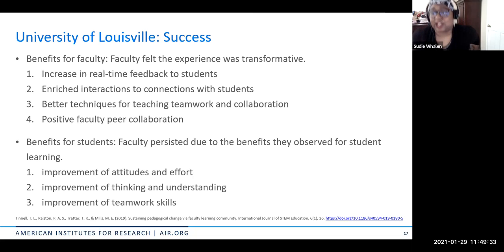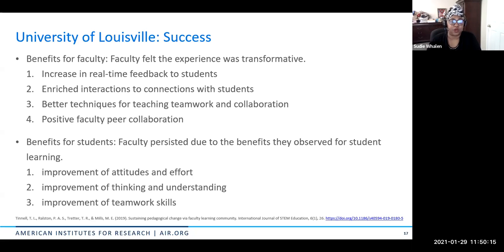It's really easy in a college campus and on colleges for us to grade papers and send the papers in and just give it to them and then hope for the best. But they were doing real class time feedback right then and there, which was different for them. And they really actually saw a lot of positive outcomes from doing that. It enriched their interaction and their connection with their students because, like I said, all of them decided to extend the collaboration to their classrooms too. And so by helping them develop collaborative teams, they actually got to know a lot more about their individual students. They created better techniques for teaching teamwork and collaboration within their classroom. They also had a positive faculty peer collaboration experience also. So that was great.